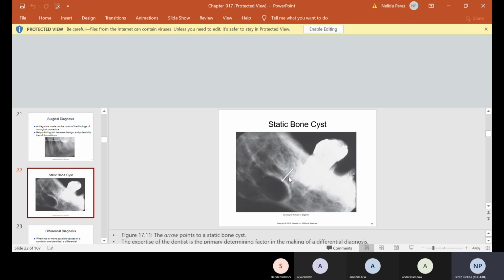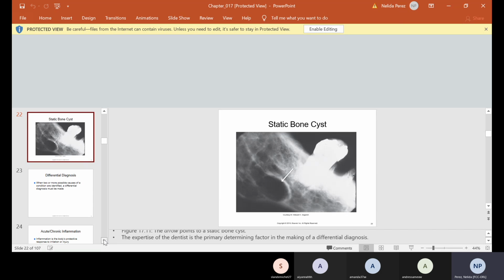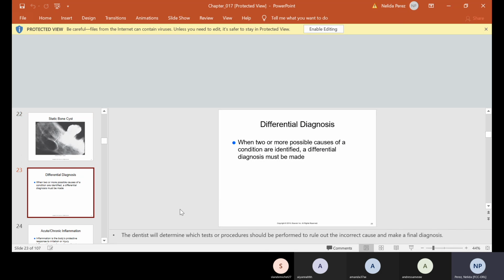So another point, the arrow's pointing to another bone cyst, okay? The expertise of the dentist is the primary determining factor in the making of a differential diagnosis. So he will be the one to make the diagnosis. He probably will also, again, do testing and maybe even refer to the oral surgeon, okay? Differential diagnosis is when two or more possible causes of a condition are identified and a differential diagnosis may be made.